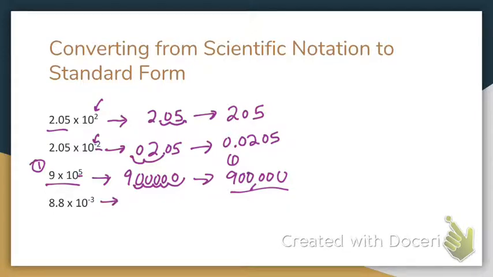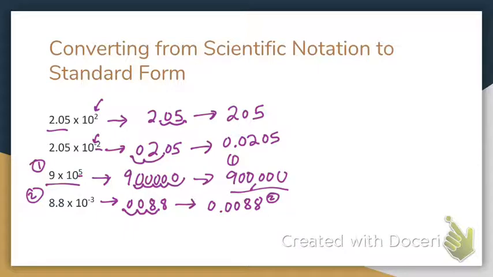Here, 8.88 times 10 to the negative 3, so I'm going to make this number smaller. So I'm going to move the decimal in a smaller direction, which is to the left. 1, 2, 3. Decimal goes here. Fill it in. So you got 0.00888. Notice I started with 3 sig figs here, and I have 3 sig figs here.